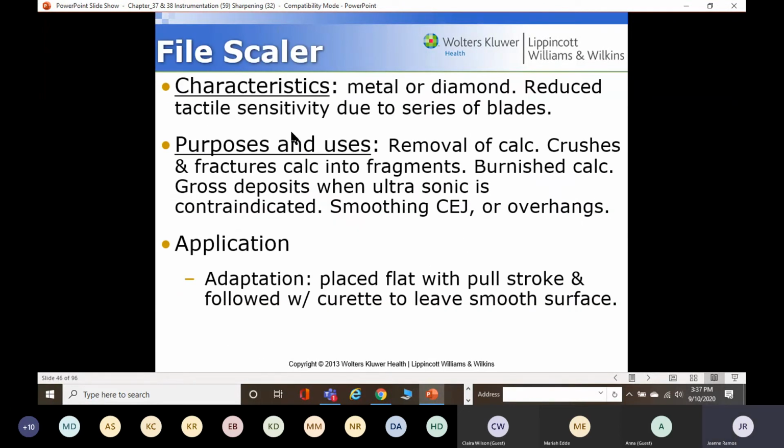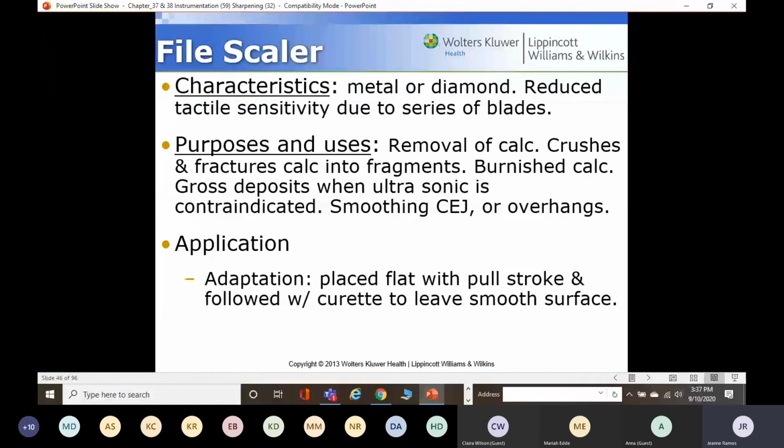Then here we go to the file scaler. The file scalers that we used to have could be metal or diamond, with reduced tactile sensitivity due to a series of different blades on there. There'll be a series of little blades on a file. It was to remove calculus. It crushes and fractures calculus into little fragments, which is what the ultrasonic also does.